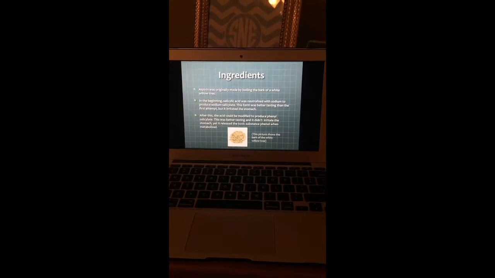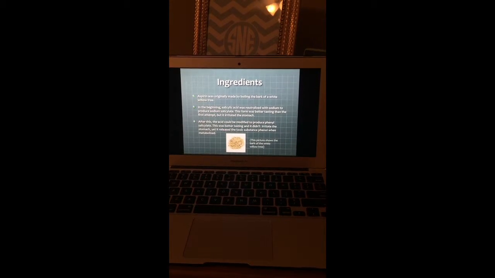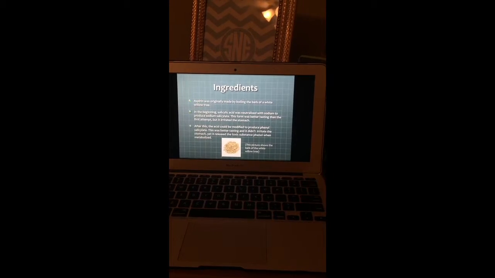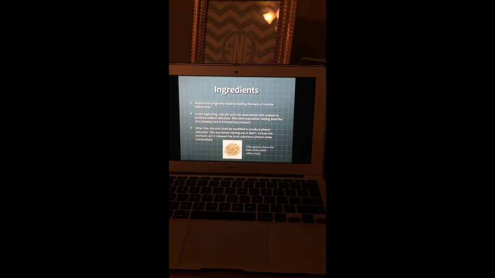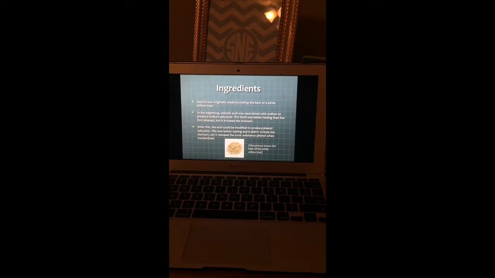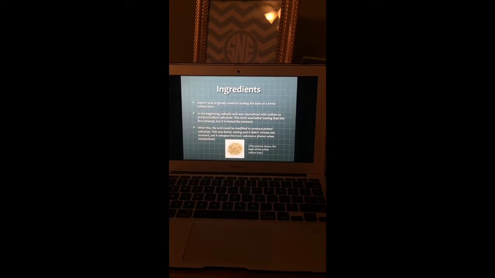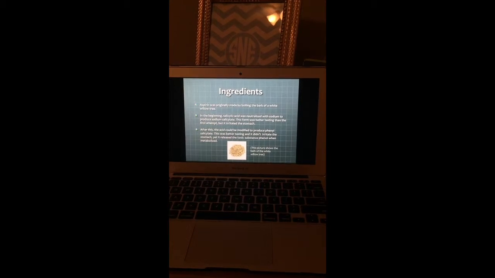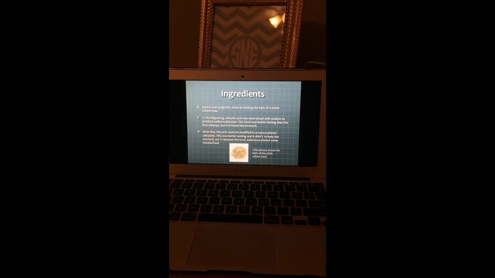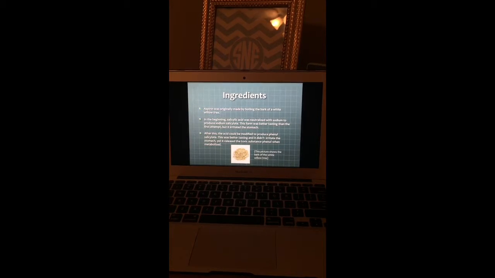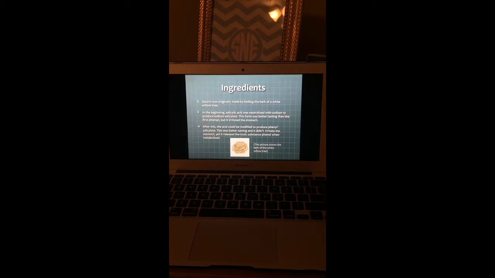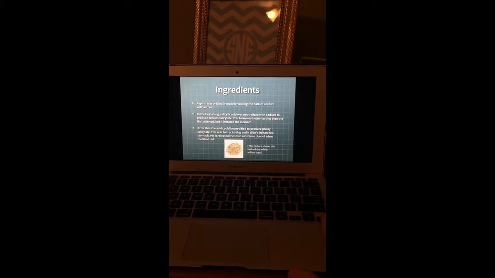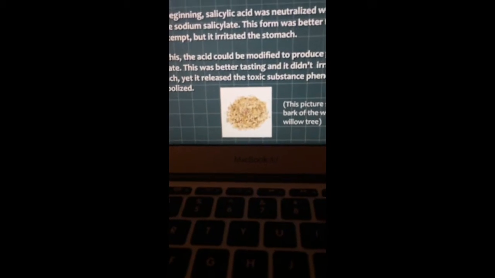Ingredients. Aspirin was originally made by boiling the bark of a white willow tree. In the beginning, salicylic acid was neutralized with sodium to produce sodium salicylate. This form was better tasting than the first attempt, but it irritated the stomach. After this, the acid could be modified to produce phenyl salicylate. This was better tasting and it didn't irritate the stomach, yet it released the toxic substance phenol when metabolized. At the bottom, you will see a picture of the bark of the white willow tree that was used originally to make aspirin. I'll show you.